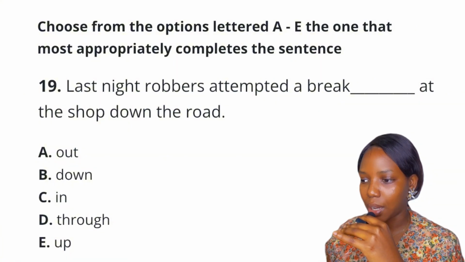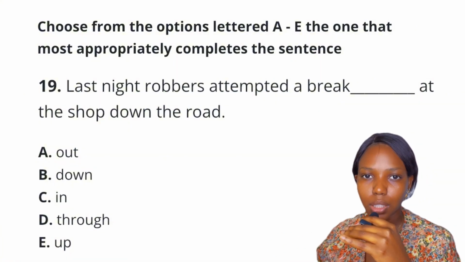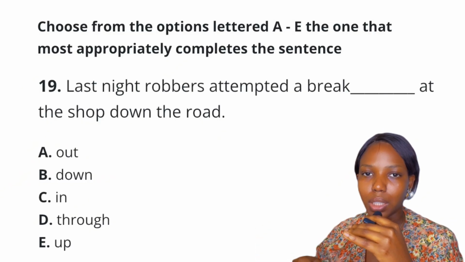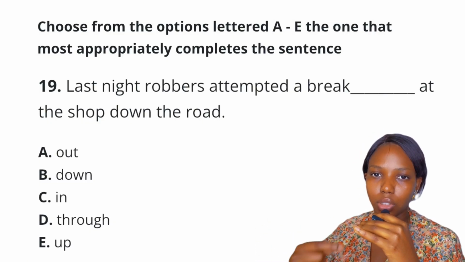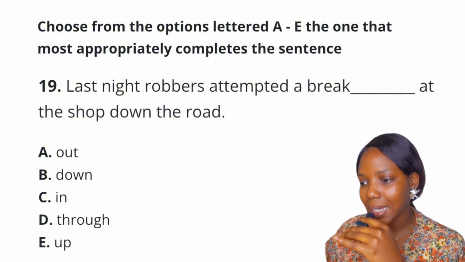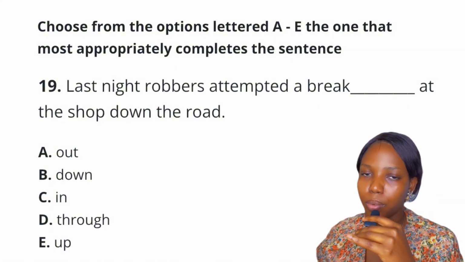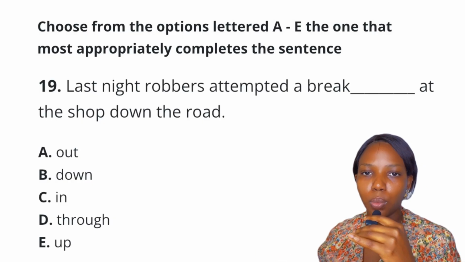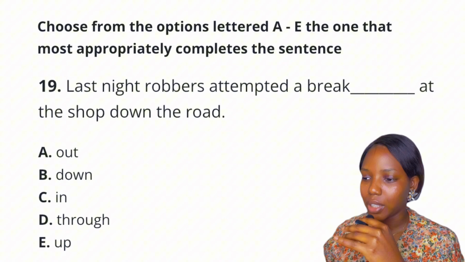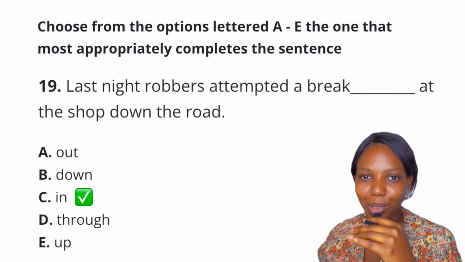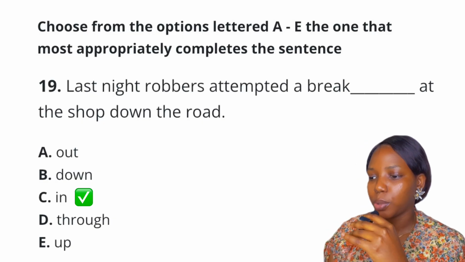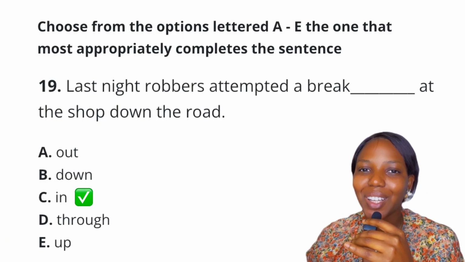Option A, break out. We can't say break out in this context. If we had a context that talks about prison, do you understand? We can say breakout. But in this context, it means entering into a place illegally. Break down, break through, break up. Robbers don't make a break up. The attempt is way more criminal than break up. So the final answer to this question is break in because it means illegal entry, to steal. So option C is the final answer to this question.